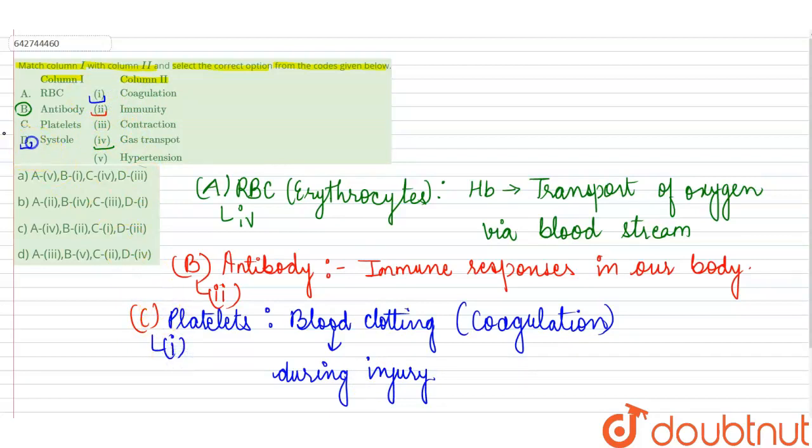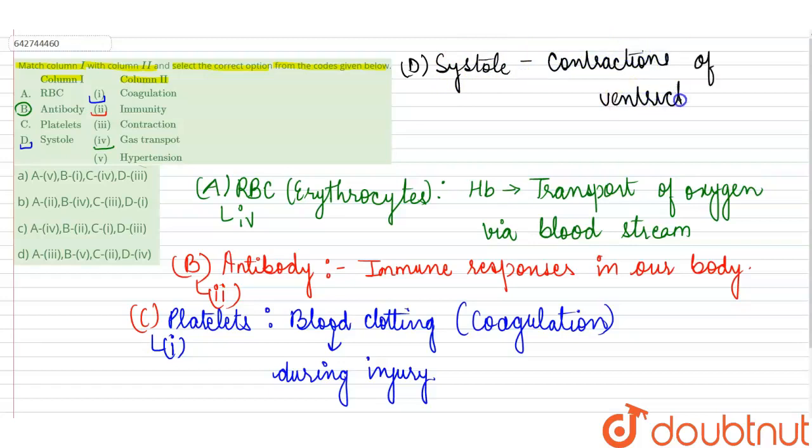Next, if we talk about D, D is systole. Systole is the term that refers to the contraction of the ventricles of our heart. When the ventricles contract, the term we call it is systole. So systole is related with the contraction of ventricles. It is number 3 here. So D matches with 3.